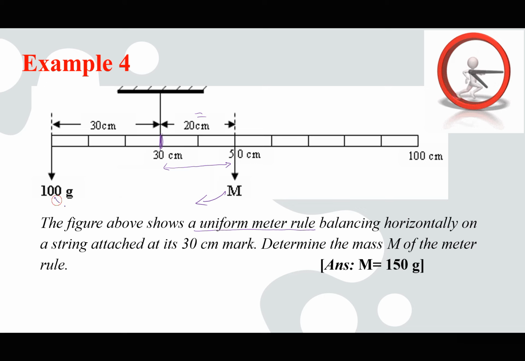The mass of 100 grams is going to cause anticlockwise moments. So I will simply say that m times 20 centimeters is going to be equal to, because it's balancing horizontally, it means the resultant moment is zero. So the sum of clockwise moments is equal to the sum of anticlockwise moments. So m times 20 centimeters is going to be 100 grams times 30 centimeters. Of course, the centimeters cancel out. So m is going to be 100 times 30 divided by 20, which I think is 150 grams.